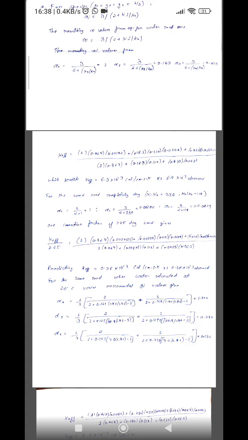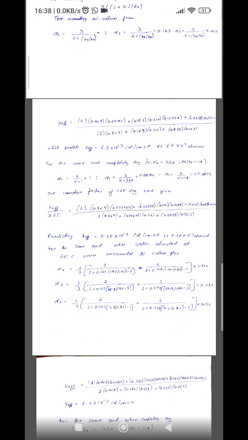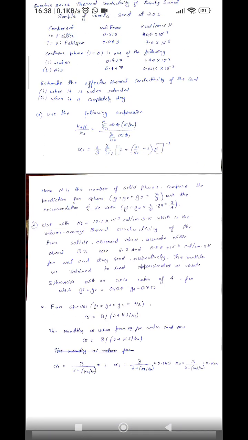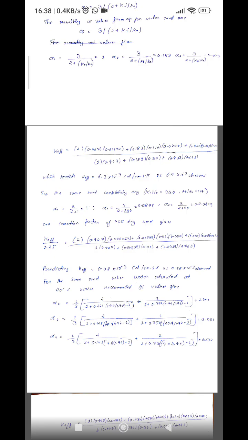Now we have to calculate for the completely dry basis. So for completely dry, the alpha naught is equal to 1, alpha 1 is equal to 0.00898, alpha 2 is equal to 0.00259. So from these alphas we again have to put them in the above expression, which is K effective upon K naught is equal to summation alpha i phi i into Ki upon K naught upon summation alpha i phi naught. So again we put that in the equation. From here the K effective is 0.38 into 10 power minus 3.